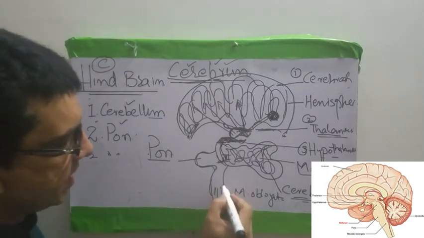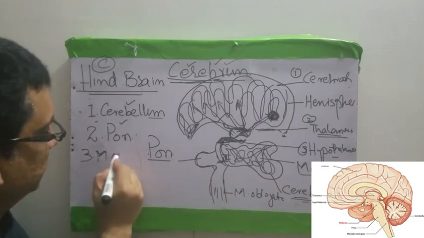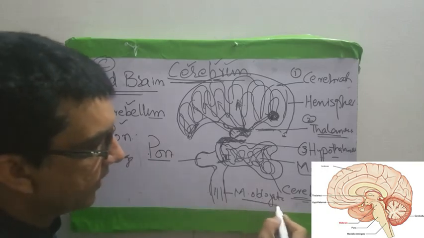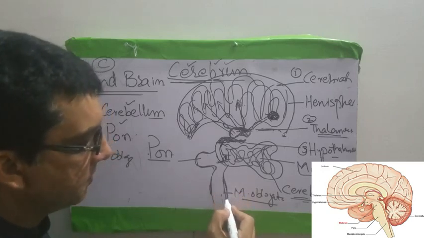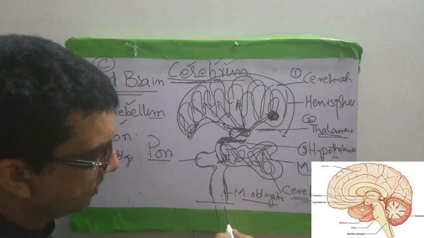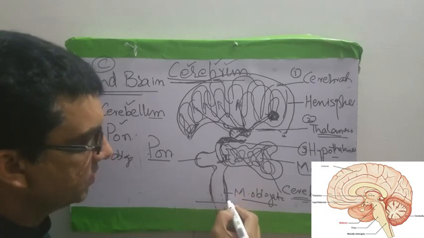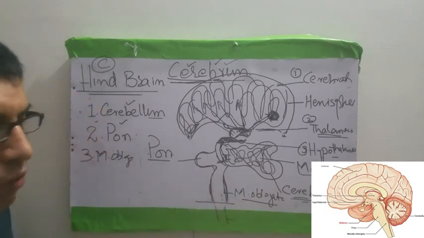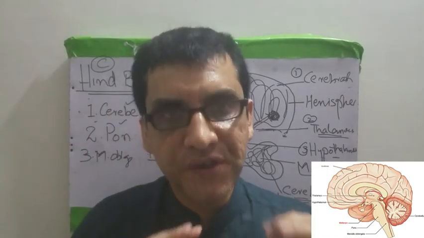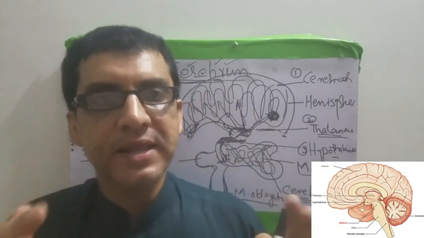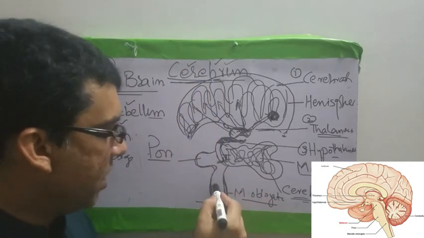Now come toward the last part of the hindbrain, the medulla oblongata. This is the posterior elongated part of the brain that further extends to the spinal cord, and that will be our next lecture. So this elongated portion of the hindbrain is the medulla oblongata. And the medulla oblongata controls the involuntary functions of the body, when the whole brain is at rest.